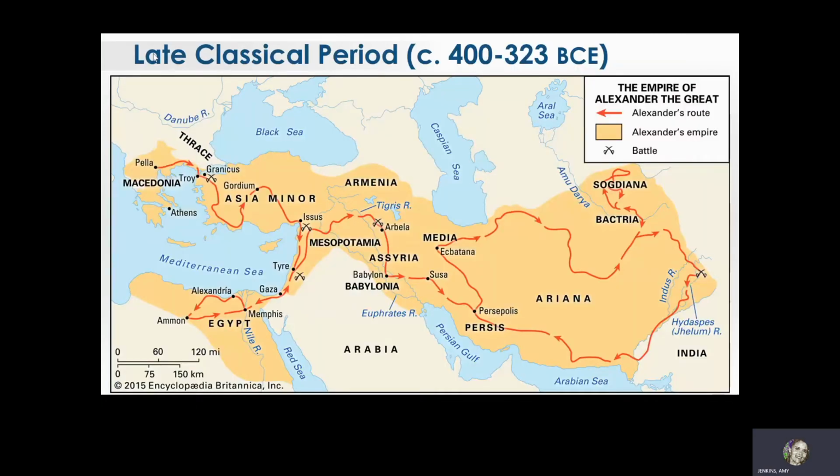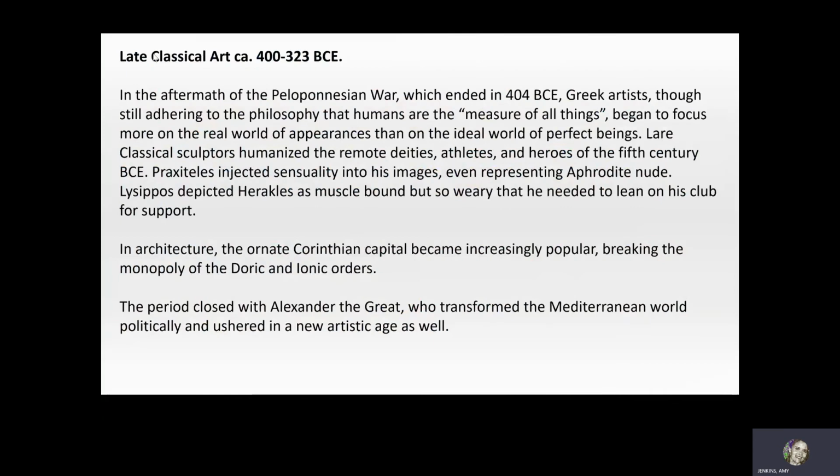There's a map of the late classical period. We have Alexander the Great's empire. It shows battles and his route. Late classical art, circa 400 to 323 BCE.